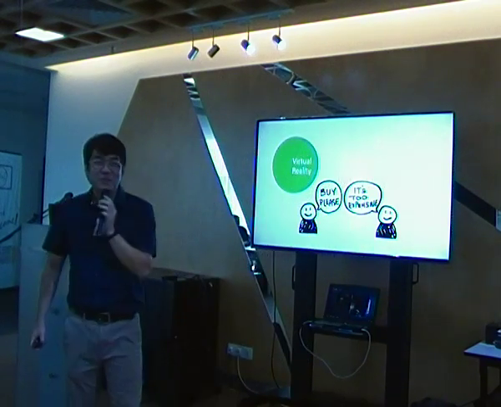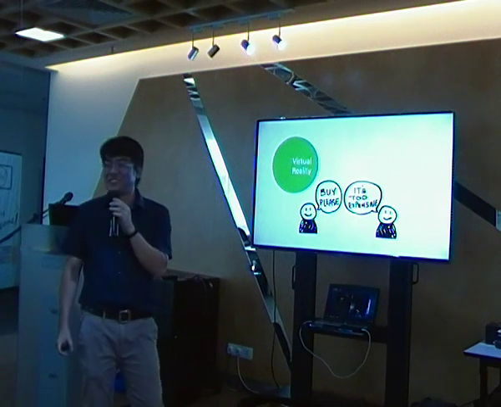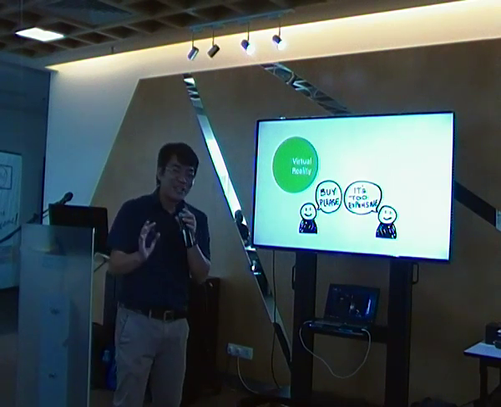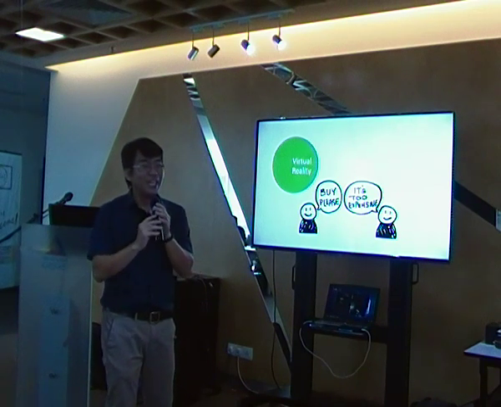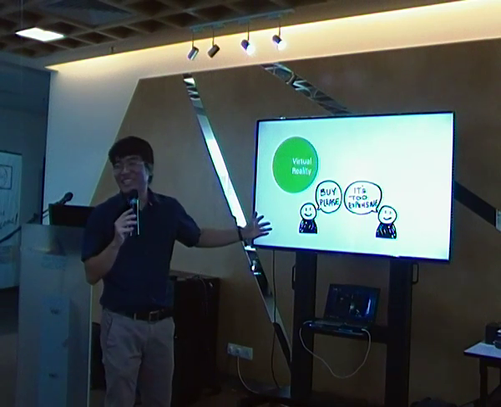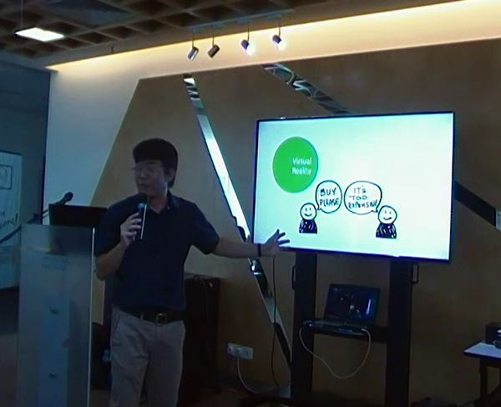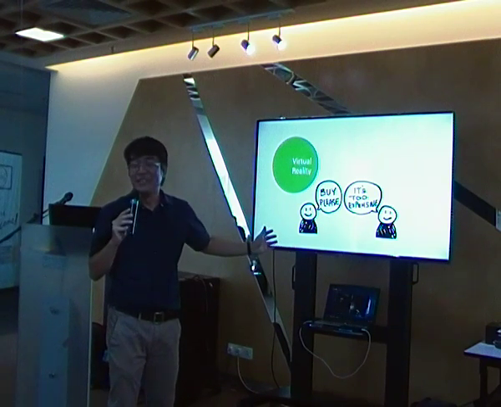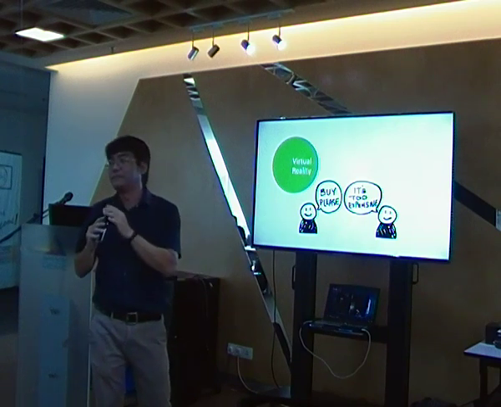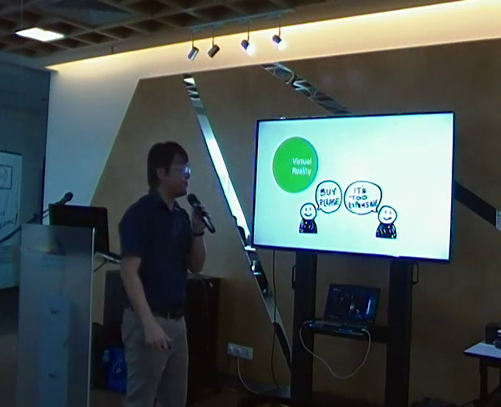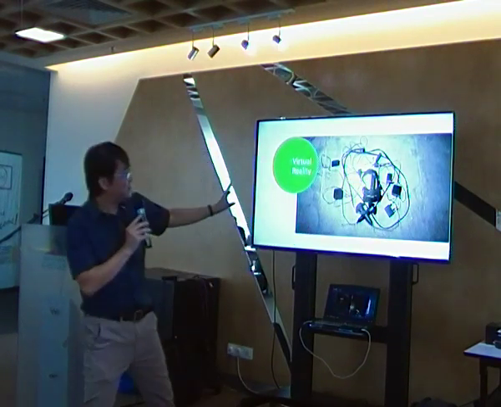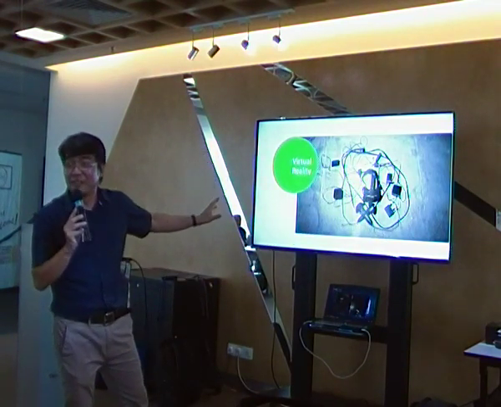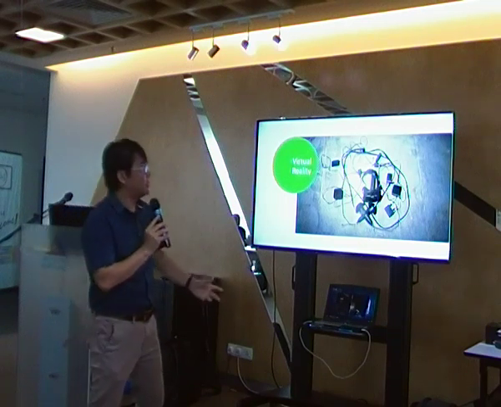Why? Because it's too expensive. Seriously. Compared to the late 90s, 10,000 for one HMD, 599, 799 is considered a lot of price cut, right? But it's still quite pricey. And apart from that, this is HTC Vive. Looks like spaghetti, right? Yeah!